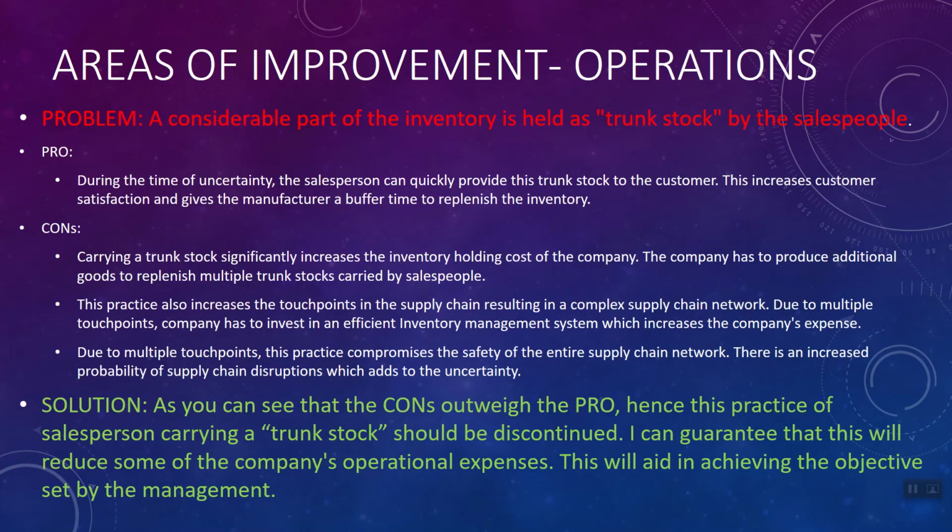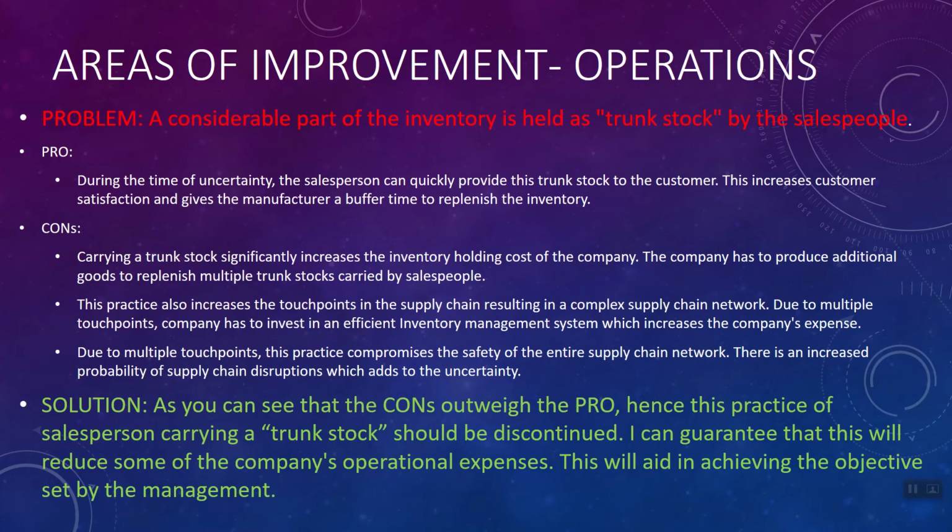Next area was operations. What was the major problem in the operations department? There was a considerable part of the inventory held as trunk stock by the salesperson. So the salespeople held an inventory which they called trunk stock. This was an additional inventory.